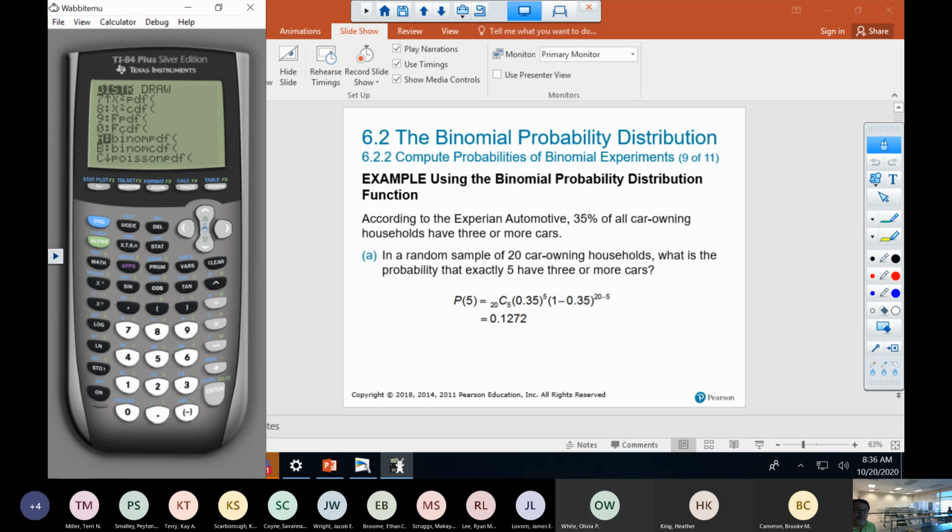And binomial PDF means precise, which means equals. And this exactly means equals. So hit binomial PDF and then type in what you need to type in. Okay, and now hit paste. And there is the probability, 0.1272. And usually probabilities are taken to 4 decimal places, so you write that down also.